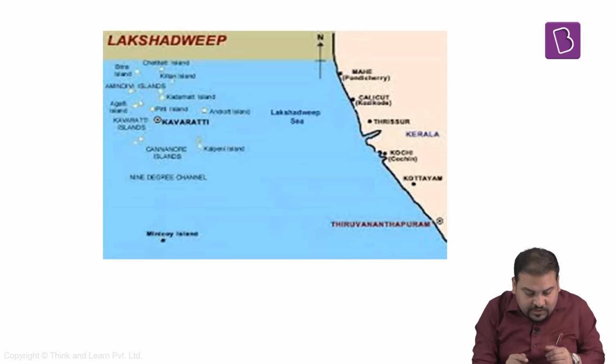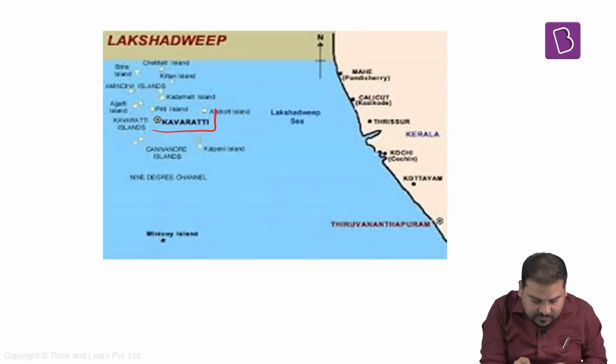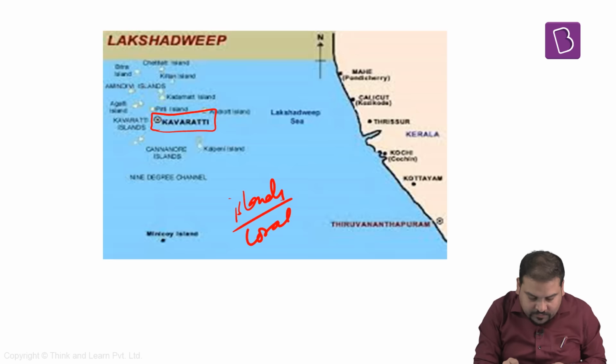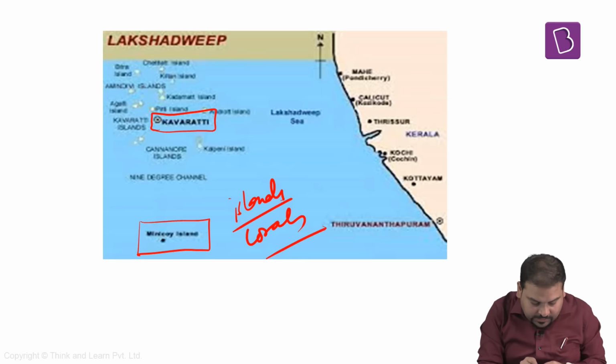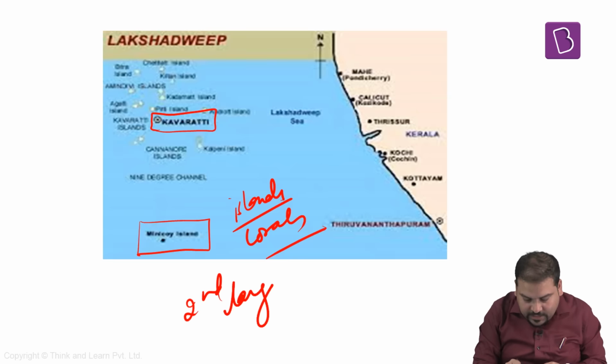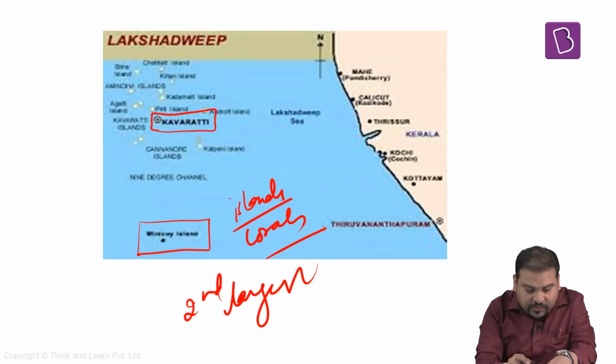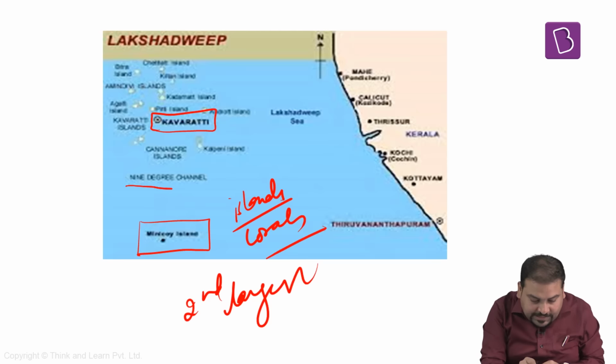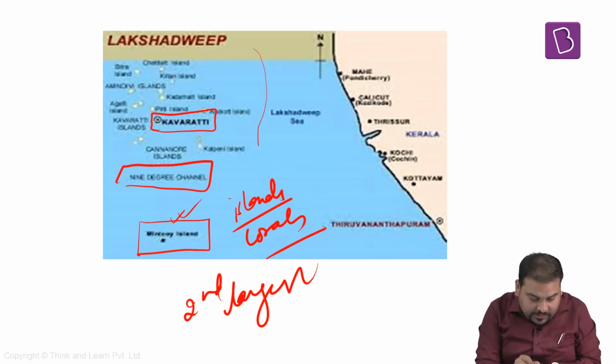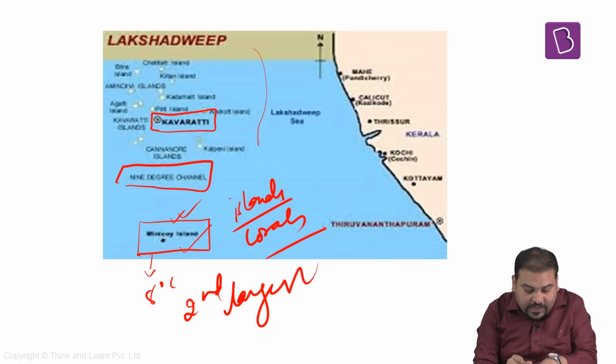Let us have a look at Lakshadweep, the capital being Kavaratti. Lakshadweep is another UT, and the islands are made up of corals. In Lakshadweep, another very important thing is your Minicoy Island. This is your second largest and the southernmost island of Lakshadweep. You will always remember the 9-degree channel separates your major areas of Lakshadweep from Minicoy Island, and the 8-degree channel that is below this separates Minicoy Island from the areas of Maldives.